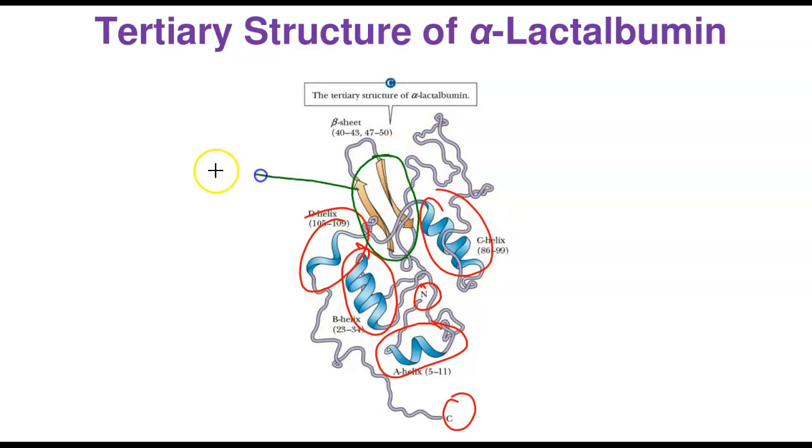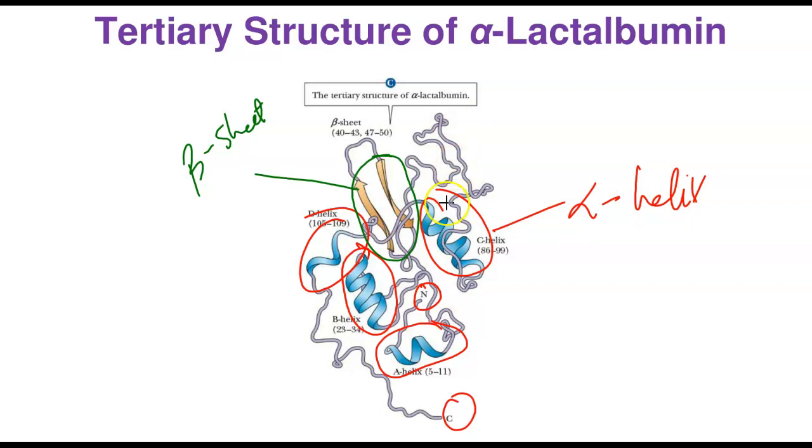Remember, this is the beta-pleated sheet. Let me just say the beta sheet. The beta sheet, and this is what? This is the alpha helix. And then remember again, as it's folding on itself, it makes other interactions that stabilize the tertiary structure.